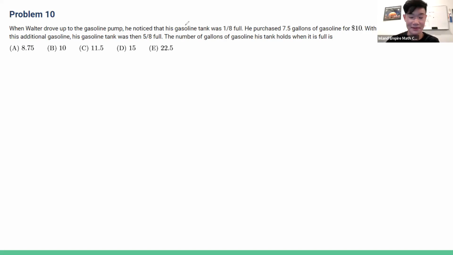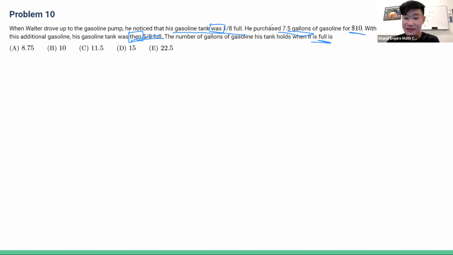Okay, so we have a lot of numbers here, a lot of information. Let's mark out what we know first. We know that his gasoline tank, keyword is was, 1/8 full. And then he purchased 7.5 gallons of gasoline for $10. With this additional gasoline, his tank was then 5/8 of the way full. So this is after, because we know it's then. And what we're trying to find is the number of gallons of gasoline that his tank holds when it's full, right? So the total amount. Okay, how do we approach this?